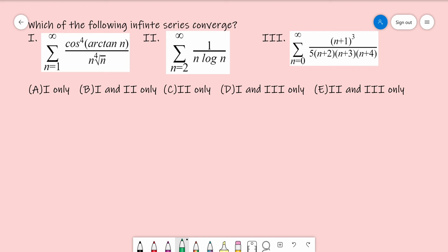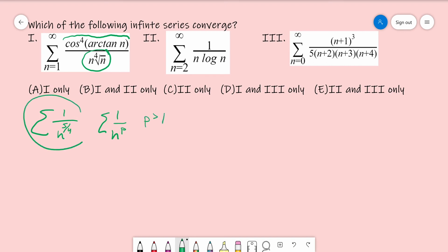If we look at this series, we'll notice that the numerator is cosine to the fourth of arctangent of n. Well, cosine of anything is bounded between -1 and 1, and so cosine to the fourth is going to be bounded between 0 and 1. And this denominator, n times the fourth root of n, we can write as n to the 5/4 power. Well, this series, 1 over n to the 5/4 power, is called a p series. That's like 1 over n to the p, and we know that this series converges whenever p is greater than 1. So this series is going to converge.